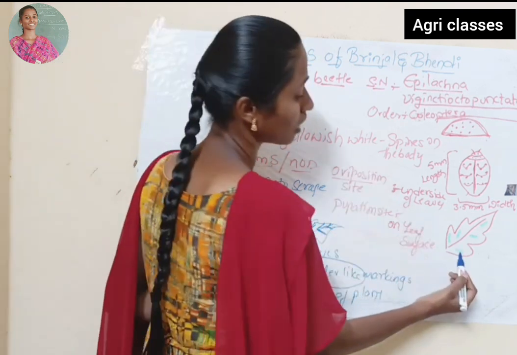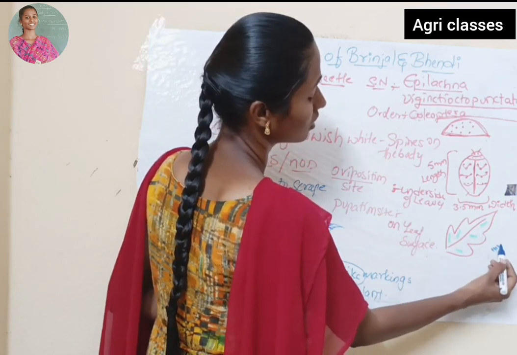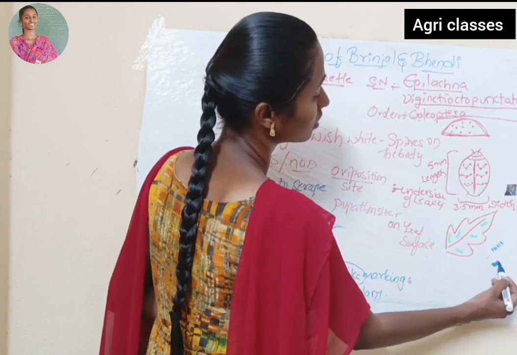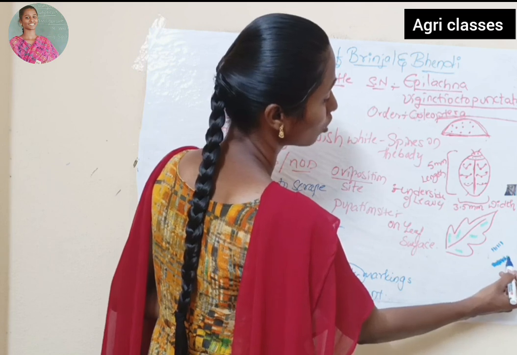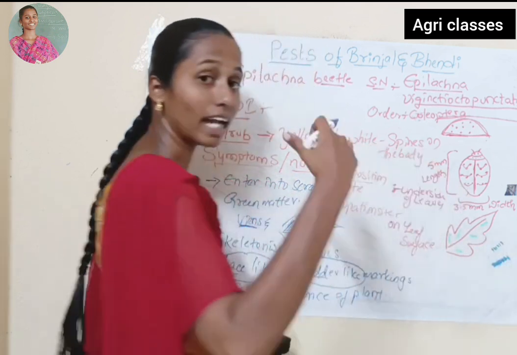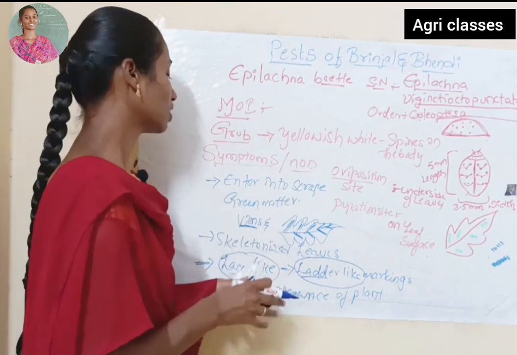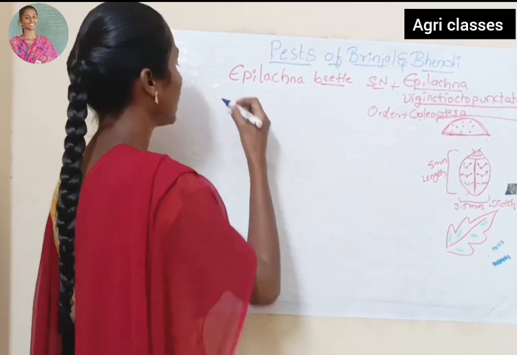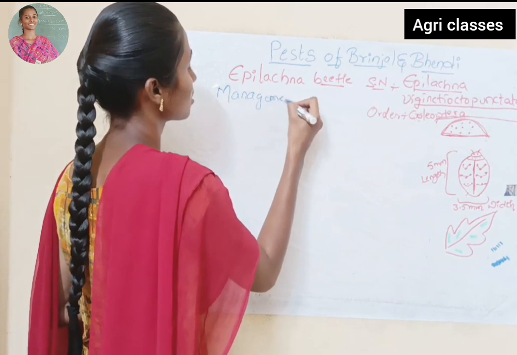Here in the picture we can observe ladder-like markings. Okay, here like this. So these are all attached. If we observe directly and closely, we can see the ladder-like markings on the leaves. So this is about symptoms of damage and nature of damage. Then I will discuss about management, how we will manage pest in the field.